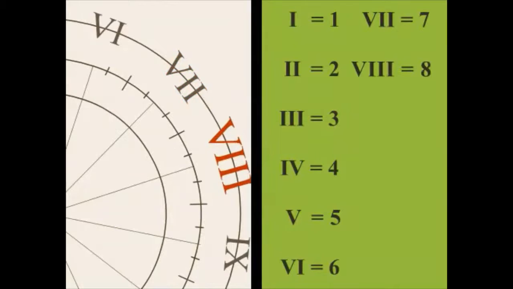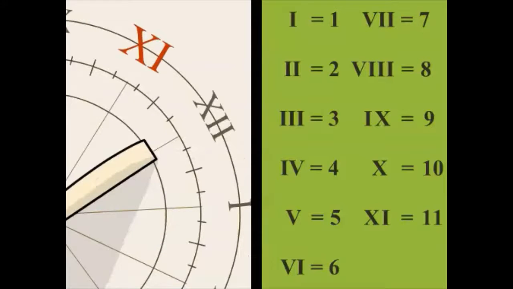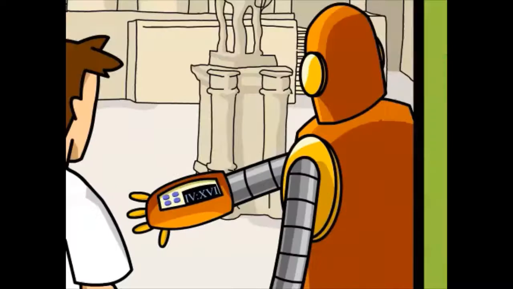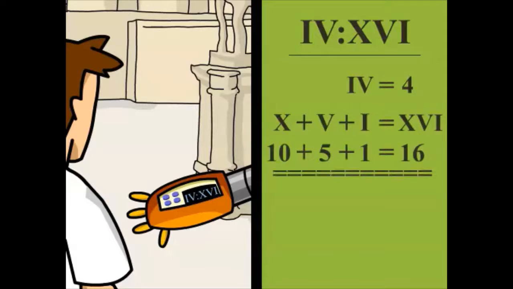7, 8. X means 10, so IX is 9. 11 and 12. There. Well, the hour is IV, that's 4. And X plus V plus I, 10 plus 5 plus 1, equals 16. So it's 4:16 right now.